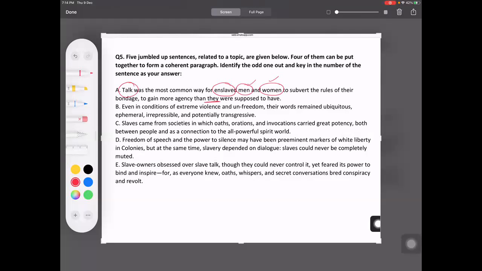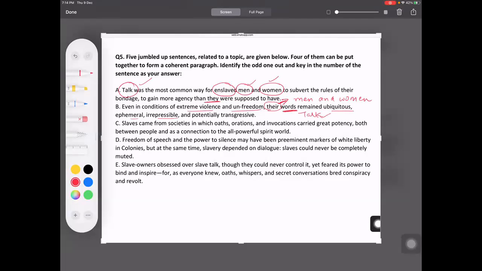In the B option, if we talk about even in condition of extreme violence and unfreedom, their words, who are there, like which this word refers to who. There means men and women. Their words means talk. Okay, this talk remained ubiquitous. Ubiquitous means present everywhere, right?